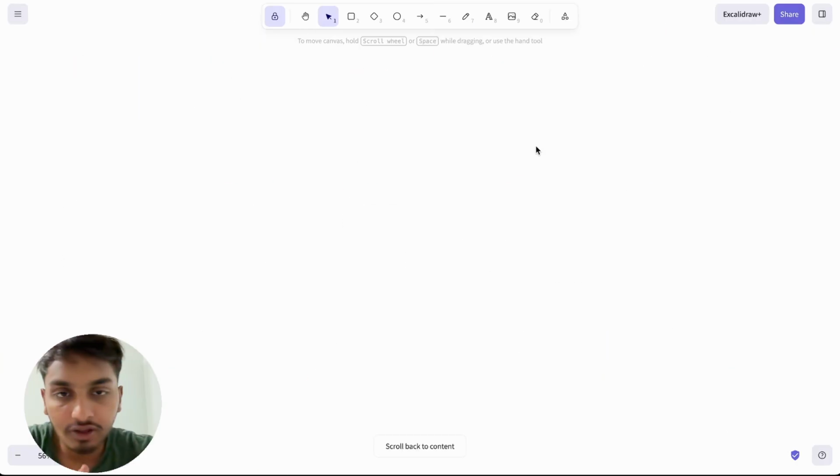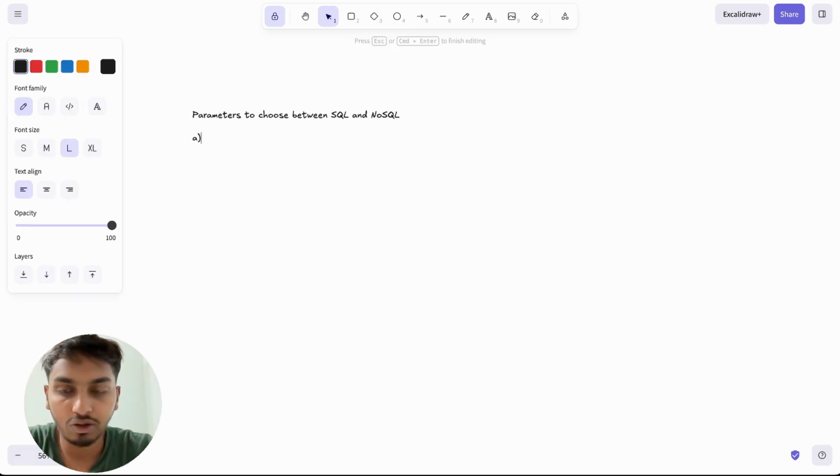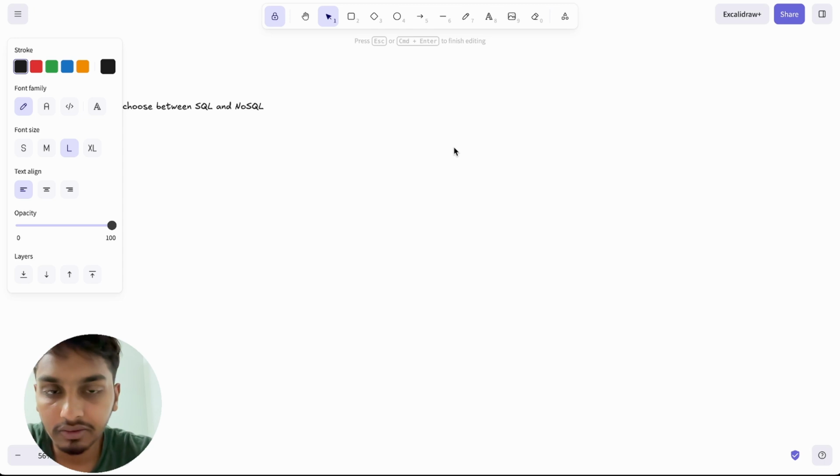First of all, to choose between a NoSQL and SQL database, we need to define a set of parameters. Let's choose our first parameter. What will this be? It will be relation. So why relation? Because the primary difference between SQL and NoSQL is relation. Let's understand this with an example.